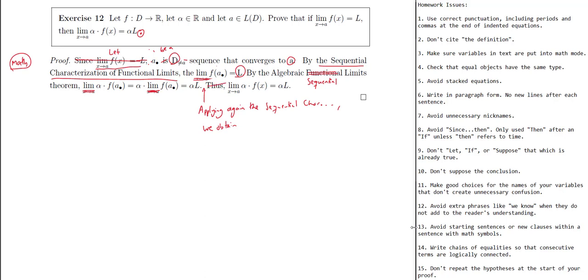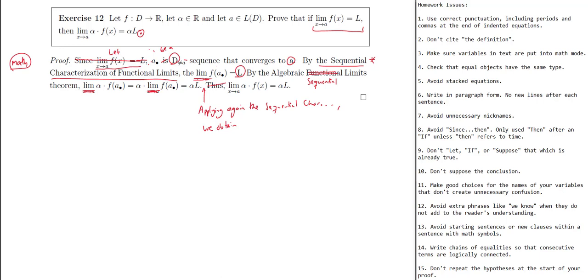Because the thing is we're using the sequential characterization in two different ways, right? In the first way, we're saying, oh, well, we know this functional limit exists, therefore the sequential limit exists. But now at the end, we say, well, given that all of the sequential limits exist, we know that the functional limits exist. So we're actually using this theorem twice. Okay, so yeah, this should not be too bad to correct.